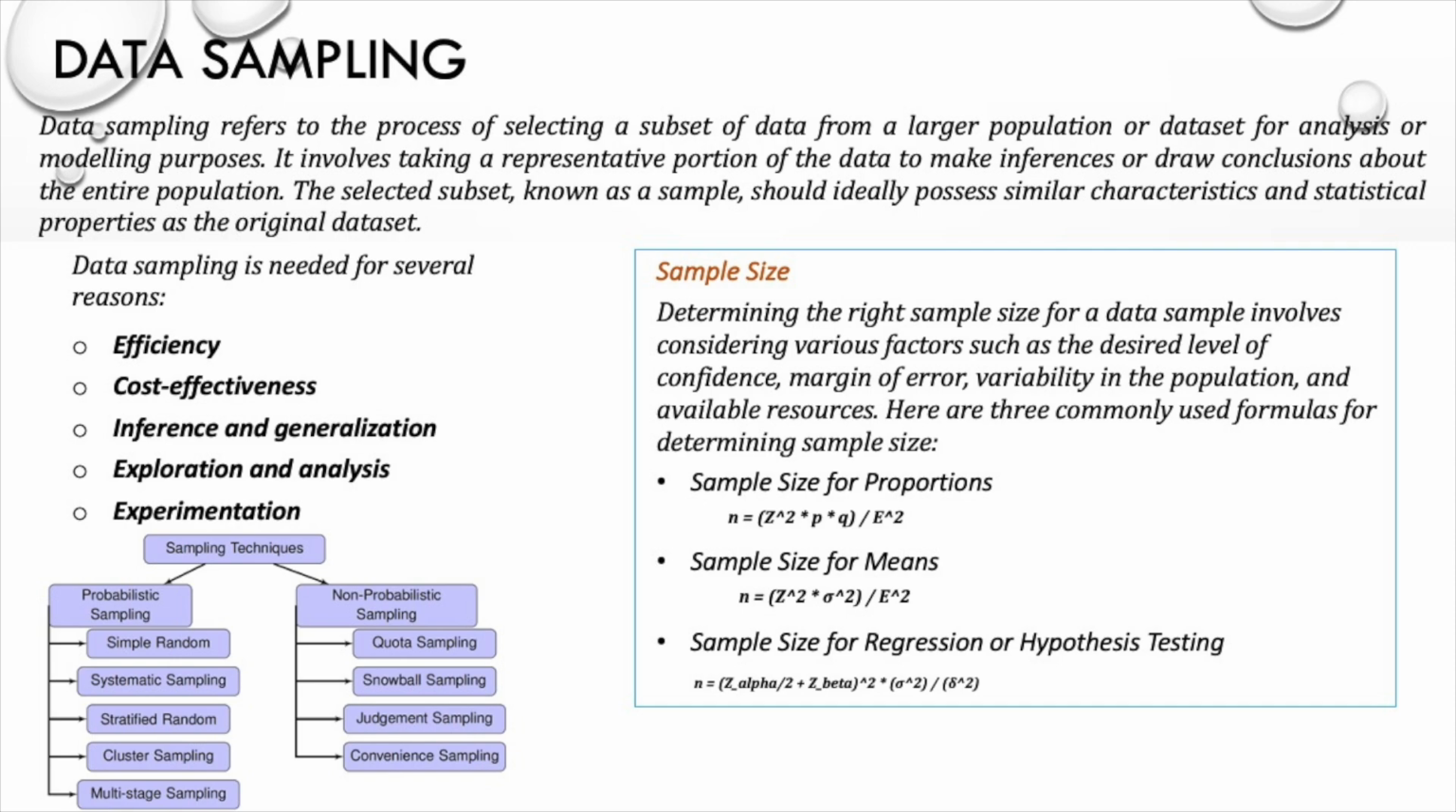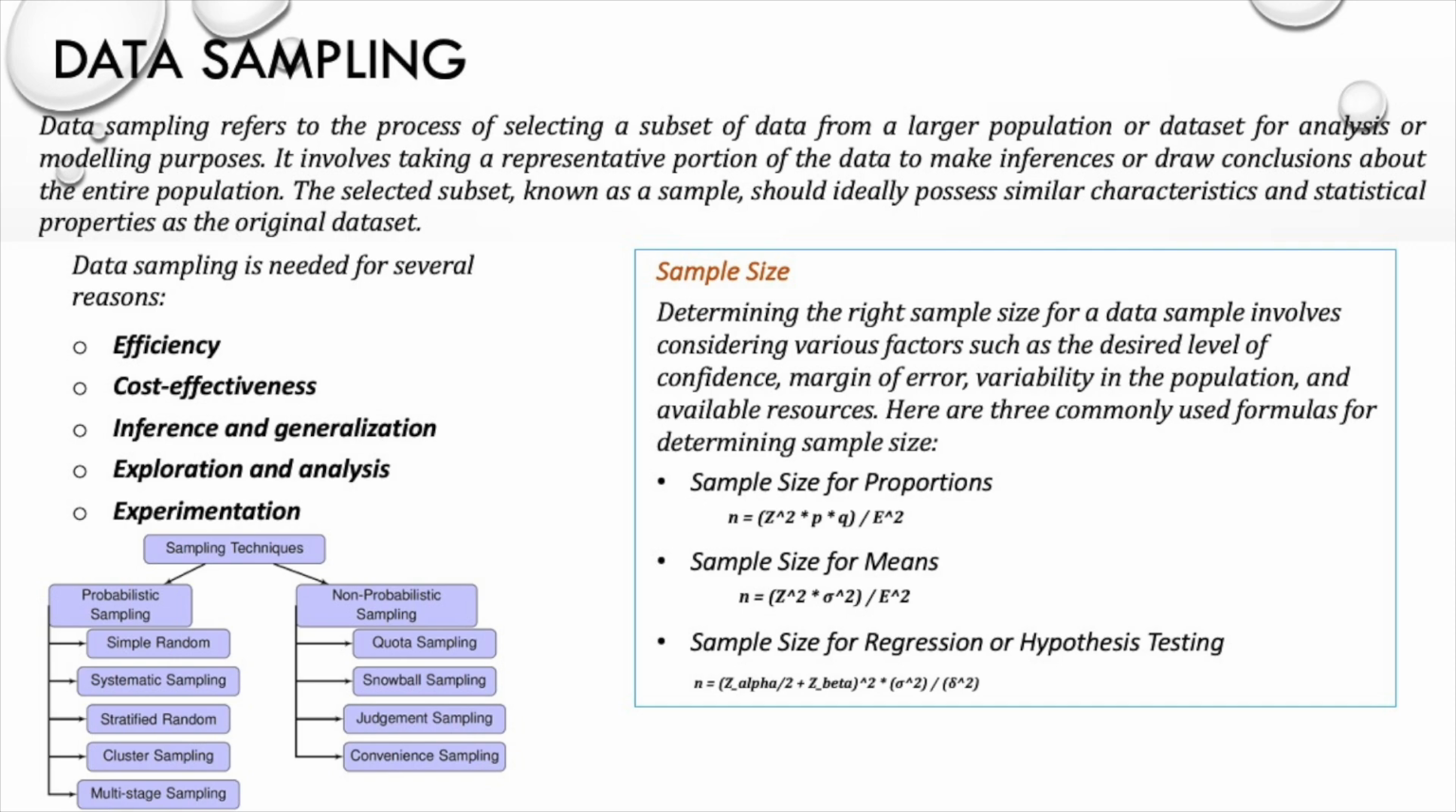Snowball sampling. Snowball sampling is a technique where initial participants or data points are selected, and then additional participants are recruited based on referrals from the initial participants. This method is commonly used when studying hard-to-reach or hidden populations where traditional sampling methods are not feasible. Snowball sampling relies on social networks and can be effective for accessing individuals who share certain characteristics or experiences.